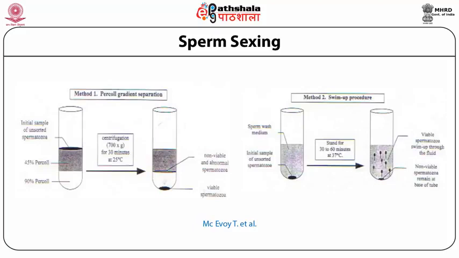The main disadvantage of these traditional techniques, whether it's the Percoll gradient or the swim-up procedure, is that much of the sperm motility is lost, because sperm will expend its energy in moving up or down. So the capability of sperm to fertilize ova decreases.